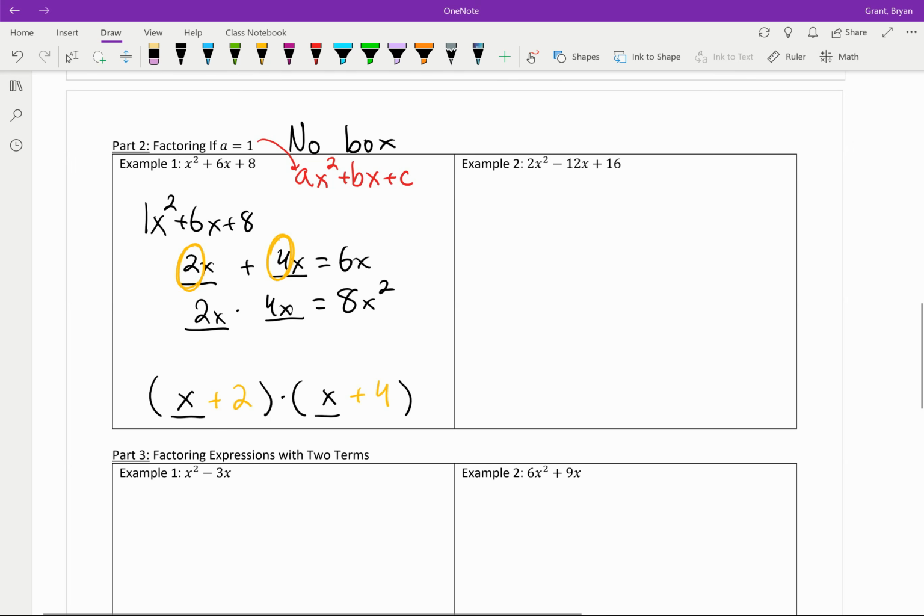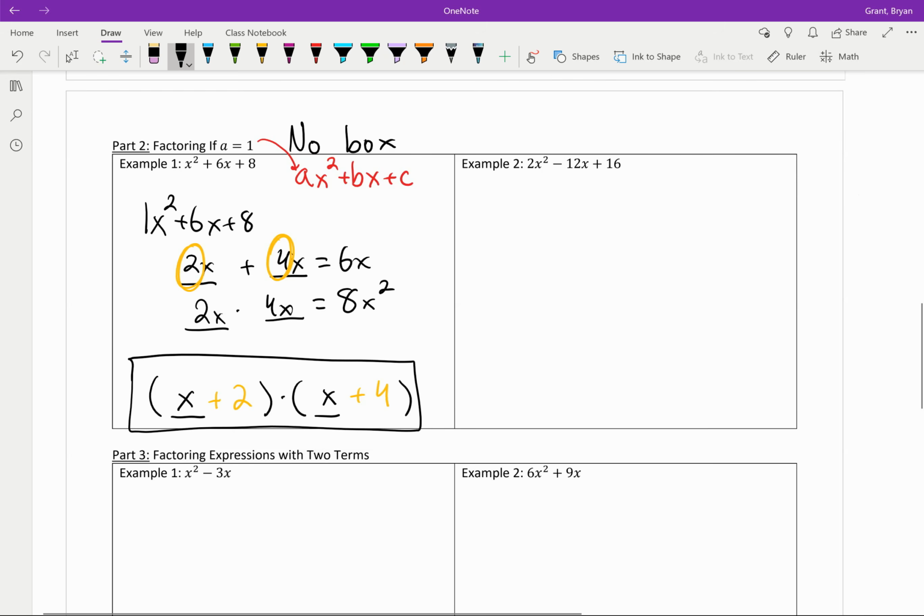And so we're done. So whenever a is 1, these variables in front are going to be x, and the 2 at the end are the numbers that add and multiply, and then that's it. It's always going to be x plus something times x plus something, or maybe a minus.